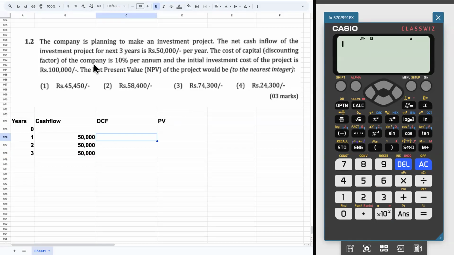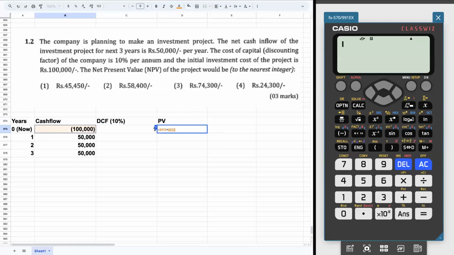The cost of capital of the company is 10% per annum. So the discounting factor we are going to use is 10%. And the initial investment cost of the project is 100,000. So the cash outflow at the initial year zero is 100,000. The discounting factor is always 1. So 100,000 into 1, it's going to be 100,000 in the bracket. Right?